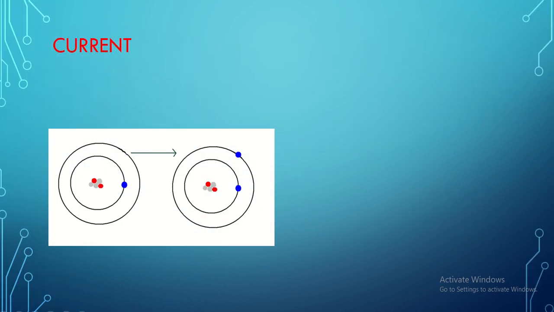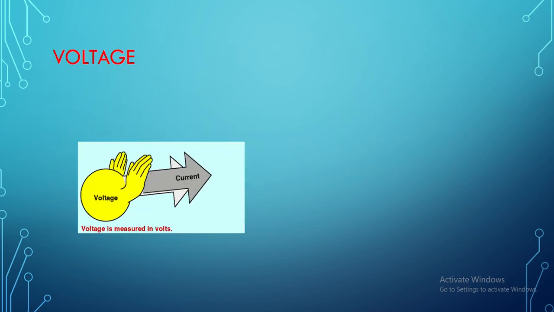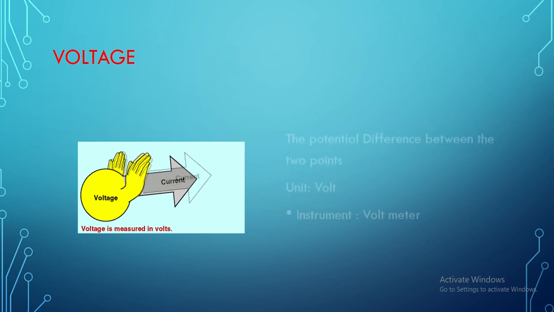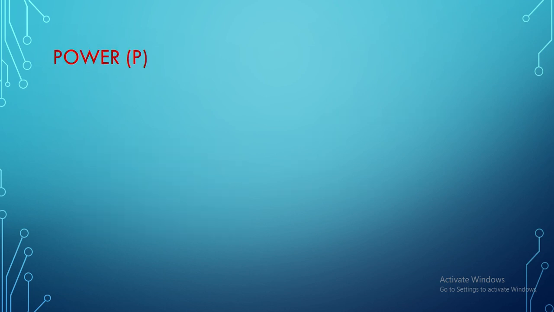First we see the current. Current is nothing but the flow of free electrons. That is, the electrons moving from the valence band to the conduction band is called the current. The unit of the current is ampere and the ammeter is used to measure the current. Next one is the voltage. The potential difference between the two points is called the voltage. The unit of the voltage is volt and the voltmeter is used to measure the voltage.